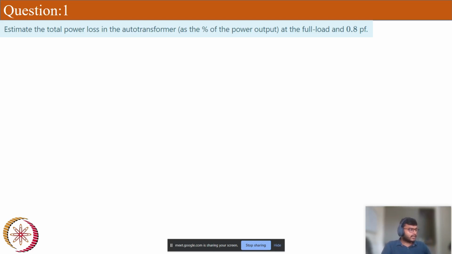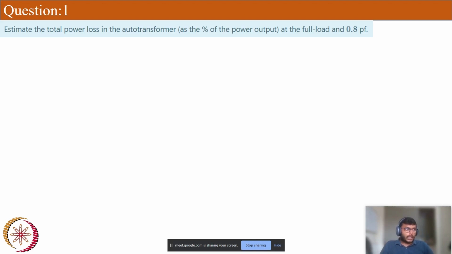Now let's see, we are asked to estimate the total power loss in the auto transformer as a function of power output at some load and some power factor. We are given a full load and a particular power factor. We have to calculate the power loss in the auto transformer. Whenever we talk about losses, we should know how much we are giving as input and how much we are getting as output, and we subtract output from the input to get the losses.